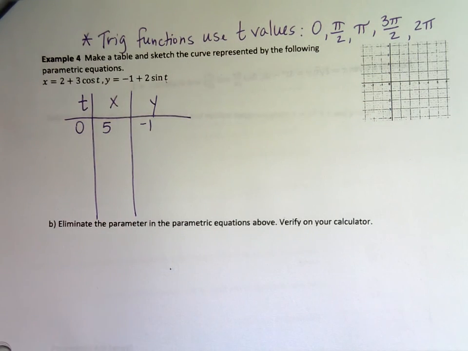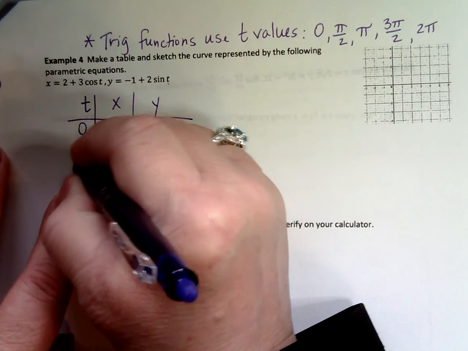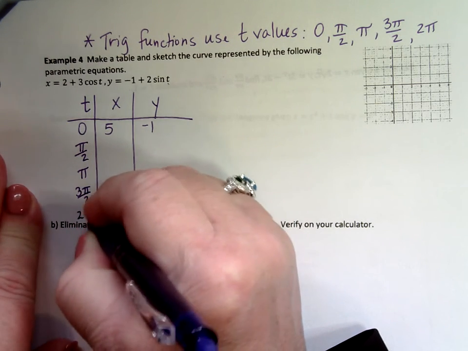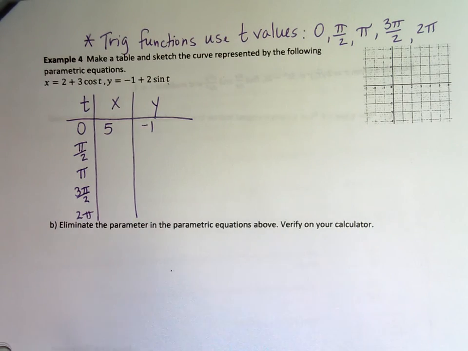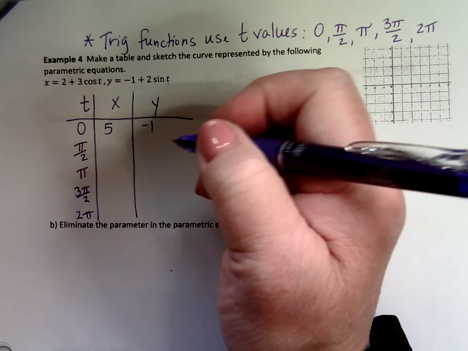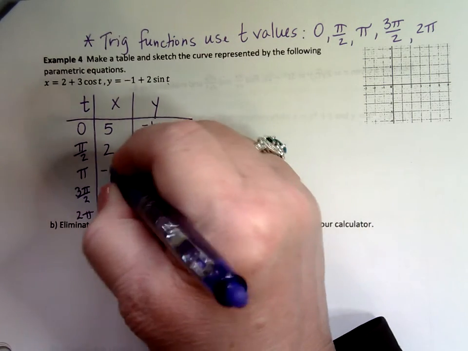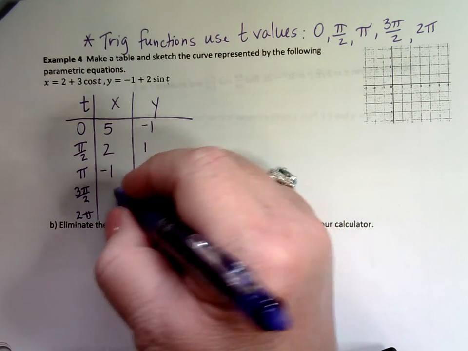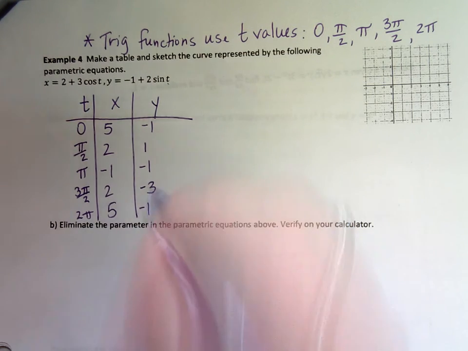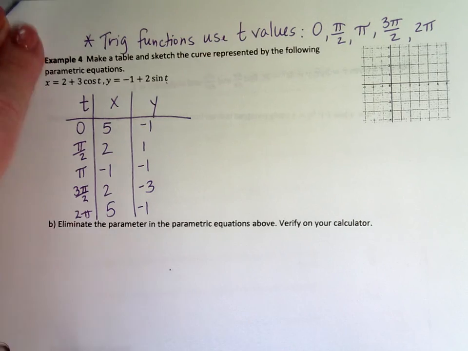And then you're doing the same thing at pi over 2. That's my next guy. You're doing the same thing at pi, at 3 pi over 2 and at 2 pi. And when you plug in those values and go around your unit circle and get those coordinates, here's what your chart looks like. 2, 1, negative 1, negative 1, 2, negative 3, and 5, negative 1. And again, it's just direct substitution into those equations, but you need to know your unit circle to do that.